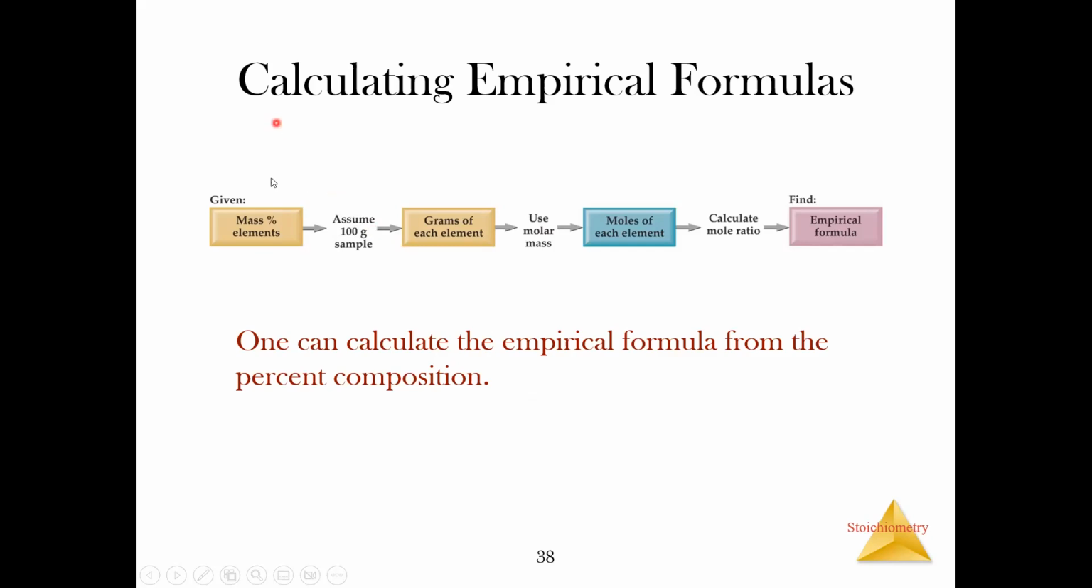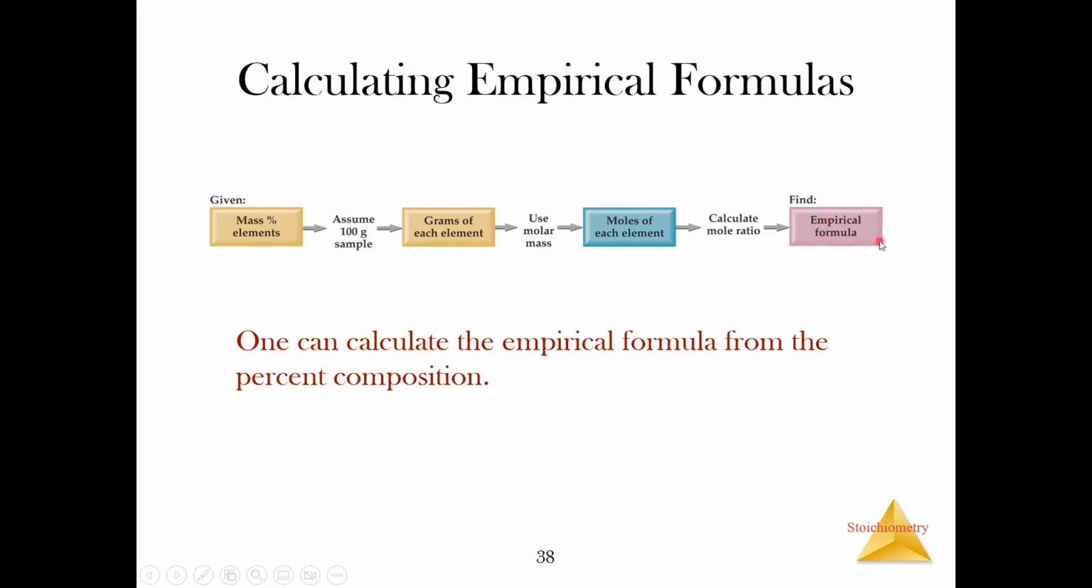So the way we're going to do this is, if we have the percentages, we're just going to assume we have a 100-gram sample and then change each of those percentages directly to grams. So if we had 25% carbon and 50% oxygen and 25% hydrogen, if we had a 100-gram sample, then we'd have that many grams of each of those elements. So if we've got these grams, we can then use the molar mass to convert to moles for each of those elements. And then just looking at the number of moles, we can figure out based on the ratio what the empirical formula is going to be.